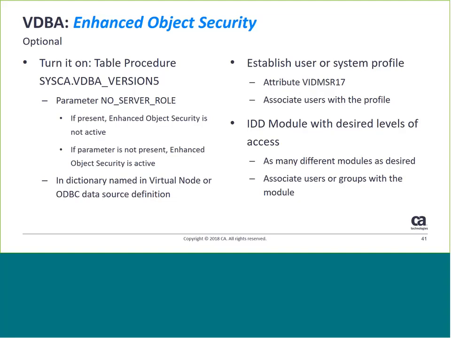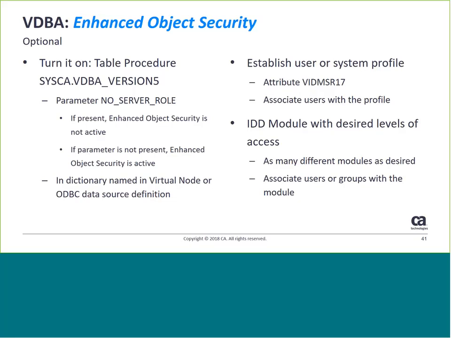So there's basically a couple of steps involved here. First thing you have to do is turn on this Enhanced Object Security, and you do that in this table procedure, sysca.vdba_version5. There's a specific parameter called no server role. If it's present, that means Enhanced Object Security is not active. So if you do not see, this is one of those weird double negatives, if you do not see no server role, then you know your Enhanced Object Security is activated. It's active within the specific node or data definition where you've turned it on.